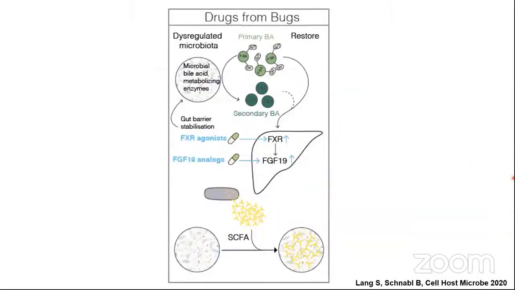Finally, in this last concept, I would like to highlight, we can also use drugs from bugs. So bacteria make very beneficial metabolites. For example, they can modify bile acids. They can also produce short-chain fatty acids. And these metabolites and products can be used to improve liver disease.